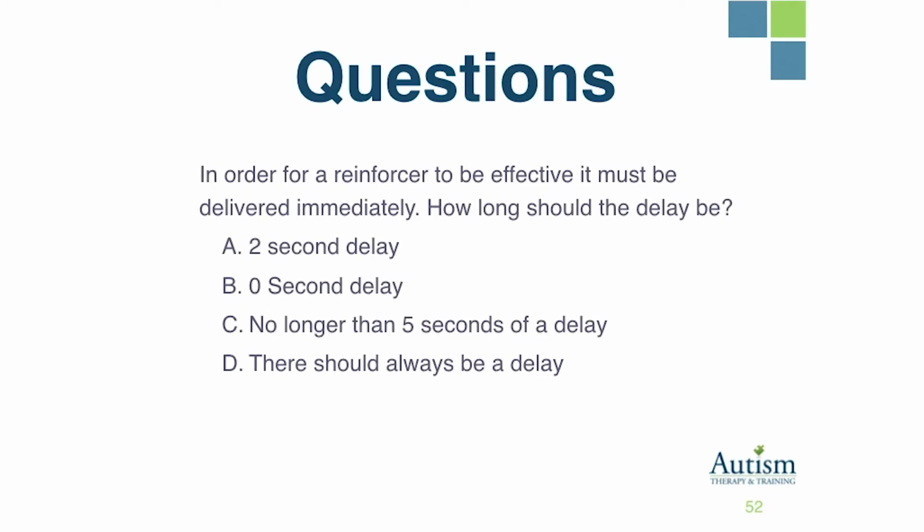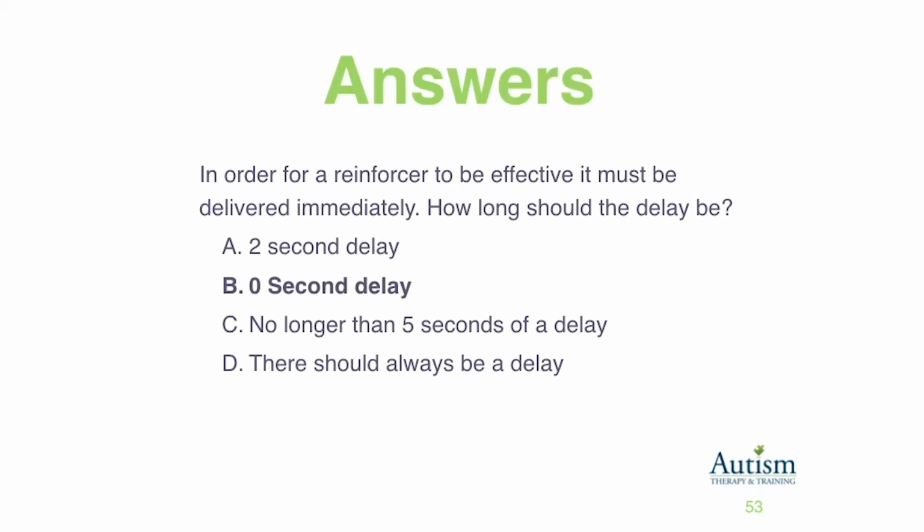In order for a reinforcer to be effective, it must be delivered immediately. How long should the delay be? A. 2-second delay. B. 0-second delay. C. No longer than 5 seconds of a delay. D. There should always be a delay. And the response is B. 0-second delay. This would be the best response for this question.